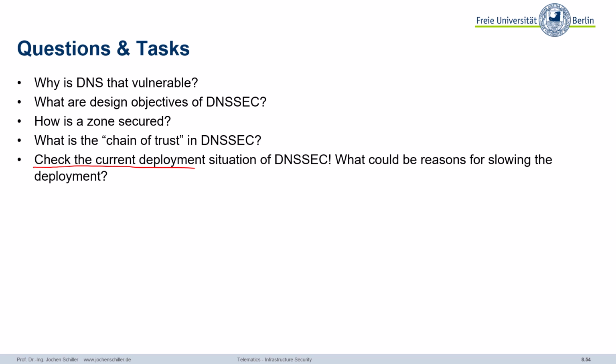But starting from the top, why is DNS vulnerable? Think of the history. And what is the idea of DNSSEC? DNSSEC doesn't solve everything, but some of the problems. And what is this chain of trust? How do you secure a zone and then go up and down? What is the basic idea here?